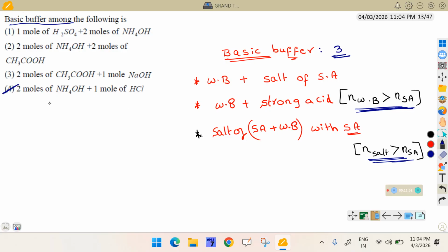How? Check it. NH4OH is a weak base. HCl is strong acid. Number of moles of weak base is 2 moles. Number of moles of strong acid is 1 mole. Weak base number of moles is more compared with strong acid. So the correct answer is fourth option.